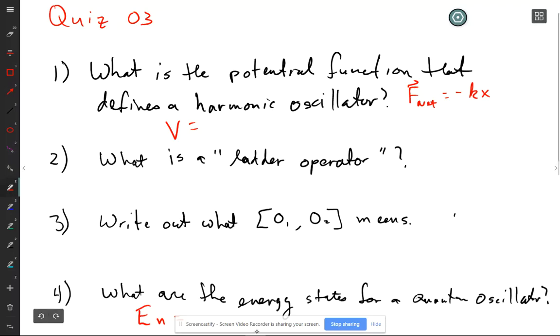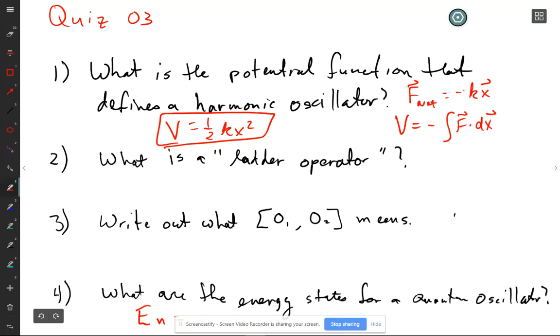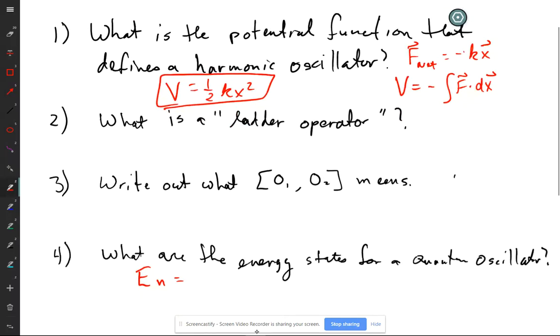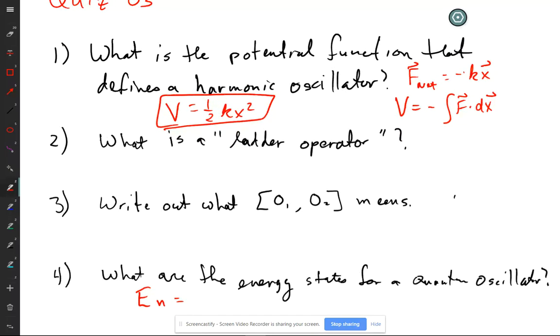And so if you take this, by definition, V is equal to minus the integral of force dot dx, and I should have put a vector sign over the x. If you just take that integral, you get your answer. Minus and a minus makes a plus 1/2 kx squared. Now you could have also put, instead of k, m omega squared, but that's not important. So that's the potential function that defines a harmonic oscillator. It's the basis of everything we've been doing for the last week, and we'll continue to do today.